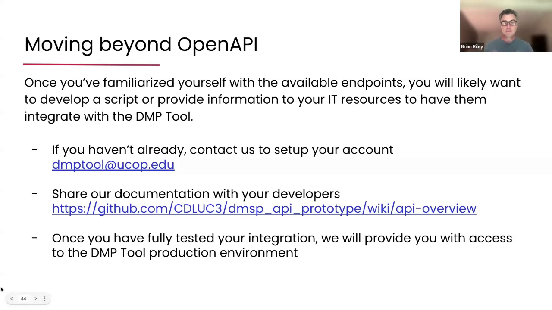So what do you do once you've played with the Open API site and you're happy with it and you want to move forward? Again, contact us to set up an account. Share our documentation with your development team to talk about integrations and how it might be used. And then once your integration is fully formed, you can contact us and we can set you up with access to our production system. So we ask that you do all of your initial development against our staging system. And then once everything's ready, we can give you access to production. Next slide, please.